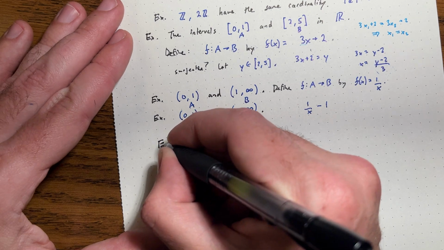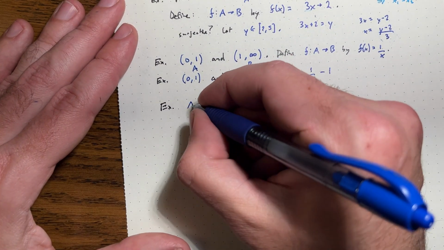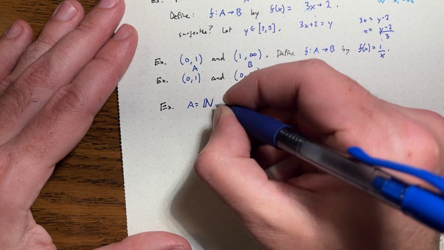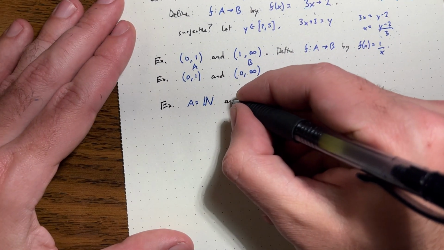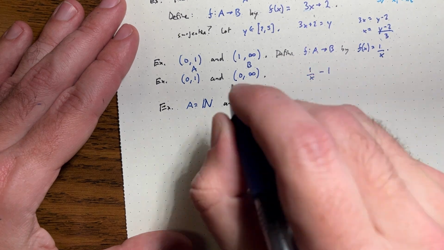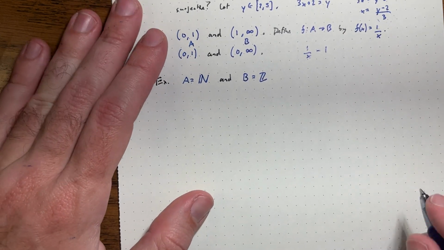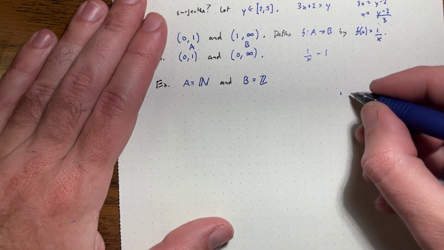Let's do a tricky example now. This is a tricky but important one. So we're going to let A be the natural numbers and B be the integers. Is there a bijection there? So the answer is yes.